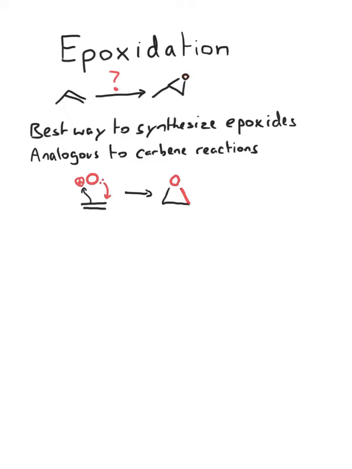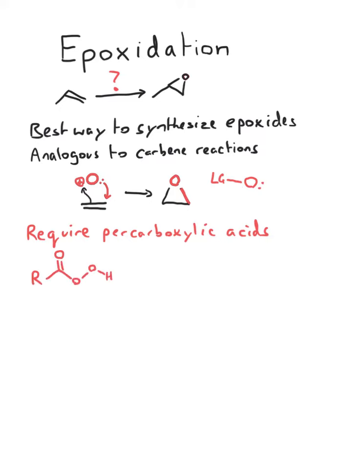So what do we need? We need an oxygen with its lone pair, along with a positive charge. Oof, that's a hard ask. Probably just a good leaving group. Ergo, we get percarboxylic acids. They are like carboxylic acids, but with an extra oxygen.